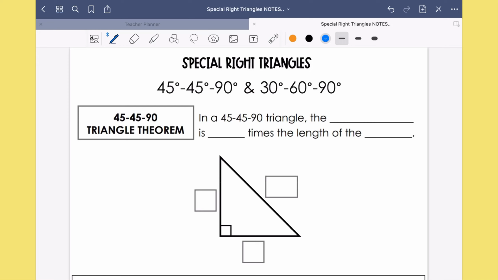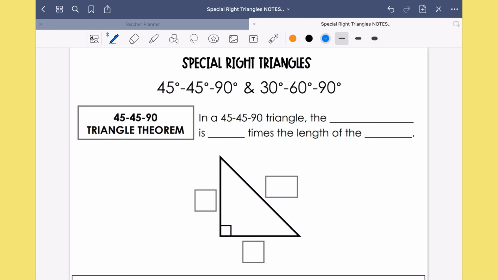Today's lesson is on the special type of right triangles that we are going to see. We have been working with all kinds of right triangles as we were doing the Pythagorean theorem, but we're going into some very special type of right triangles, and those two are the 45-45-90 and the 30-60-90.